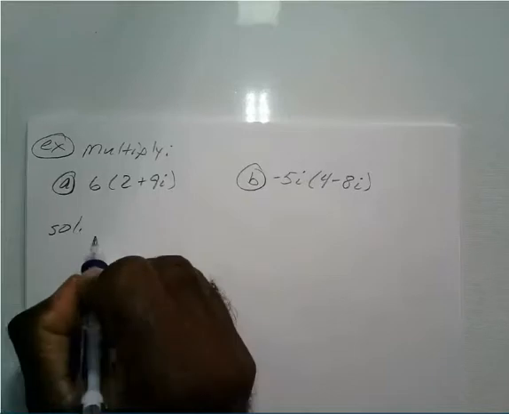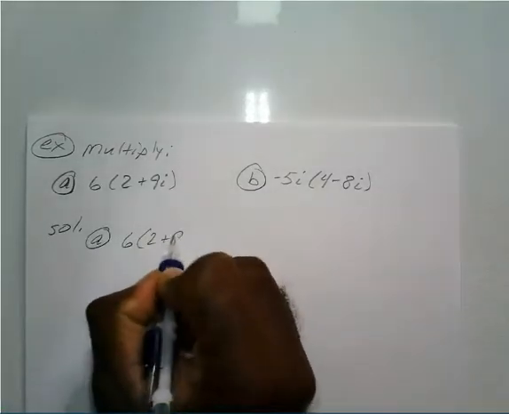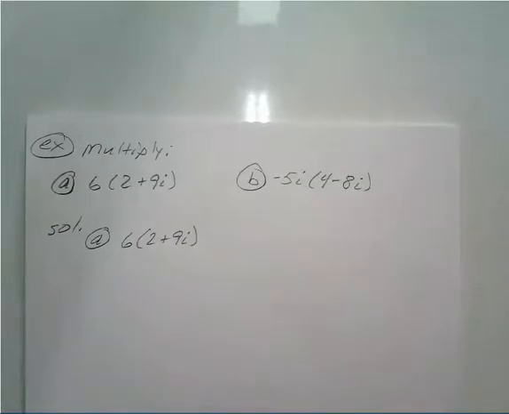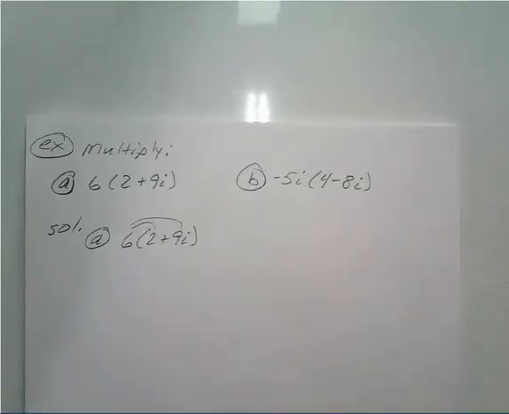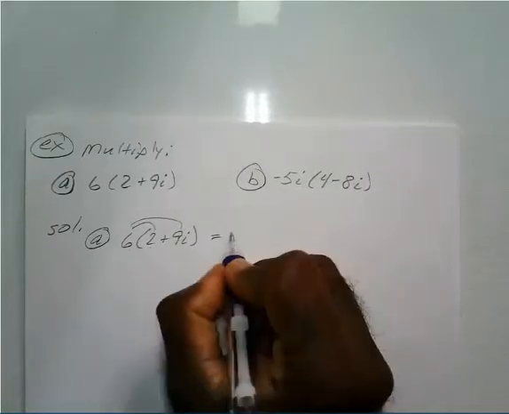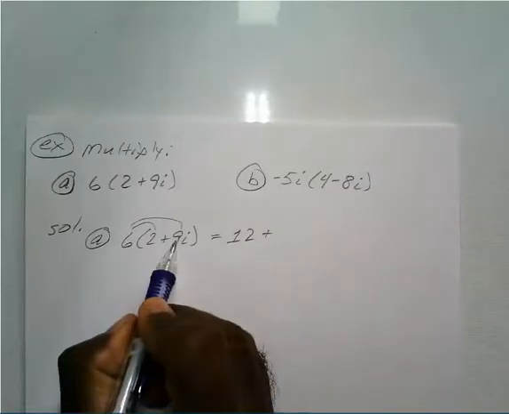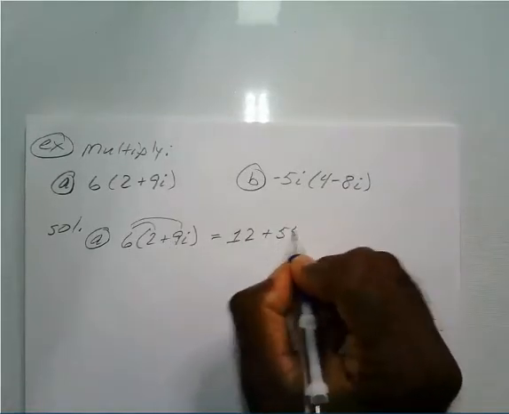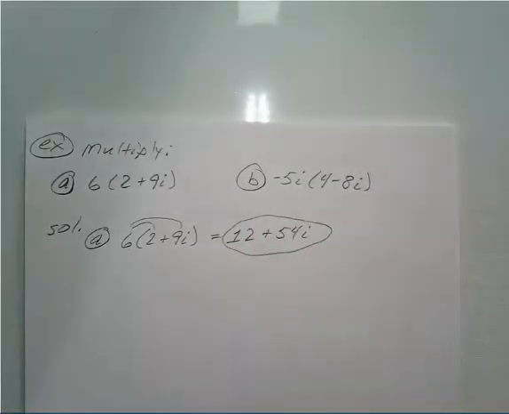Okay, so for problem A, 6 times (2 plus 9i), we use the same distributive property that we've been using. So 6 times 2 is 12, plus 6 times 9 is 54, so that gives us 54i. Okay, so that would be your answer there.